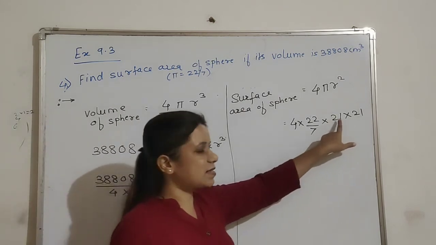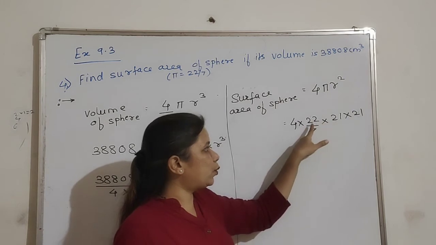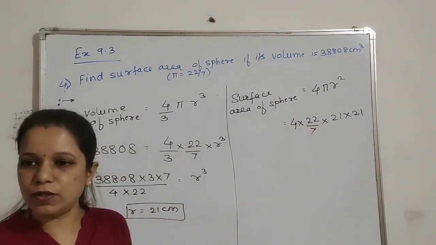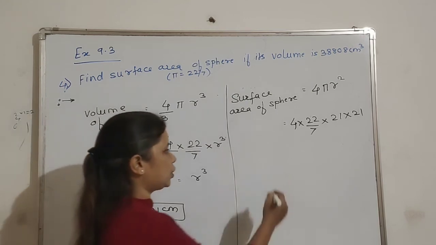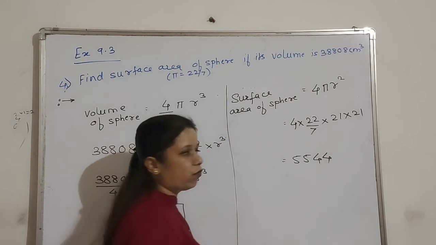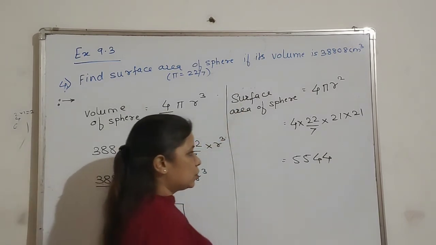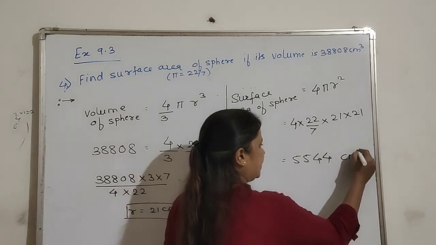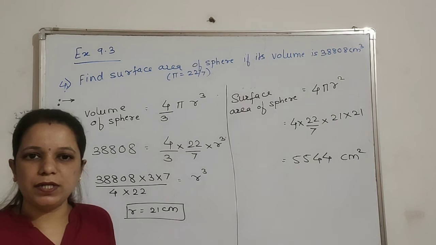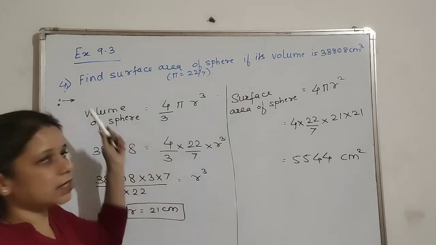Again 7 ones are 7, 7 threes are 21. 21 into 3 into 22 into 4. Simple multiplication. So after you perform all the multiplication, you should get the answer as 5544. See here, we are calculating area. So unit will be centimeter square or square centimeter. Okay. Please note down. Very easy sum. Just reverse of sum 3.